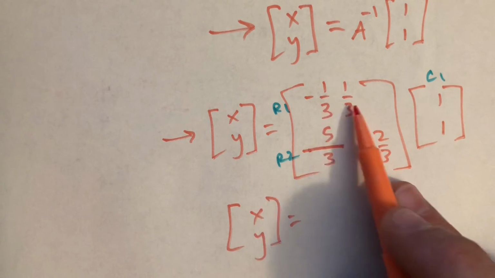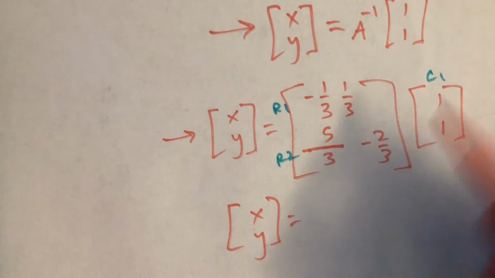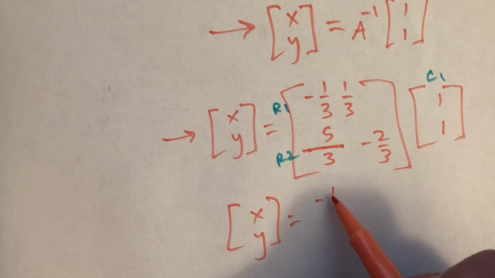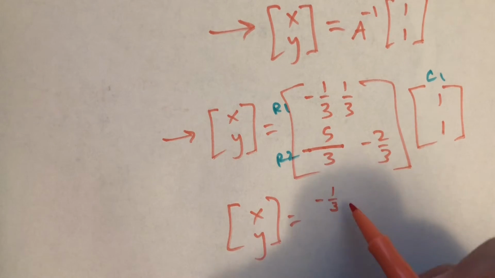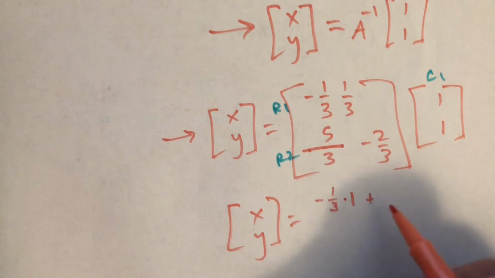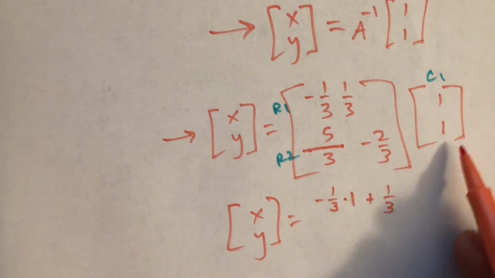We've got this guy here times this guy here. So in the top, I've got -1/3 times 1 plus 1/3 times 1.